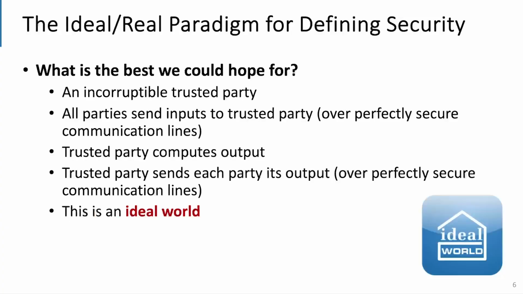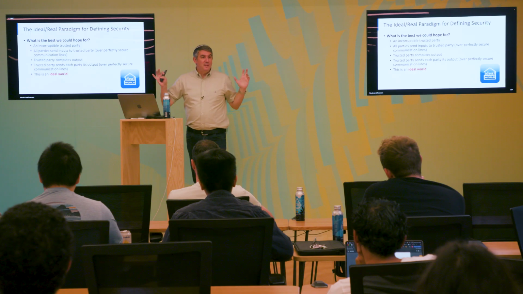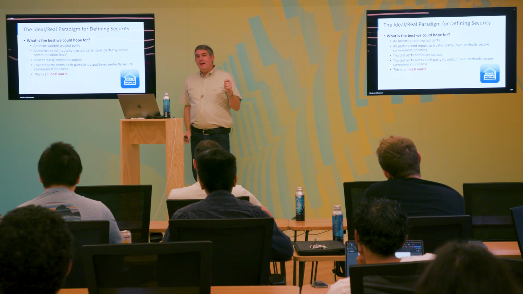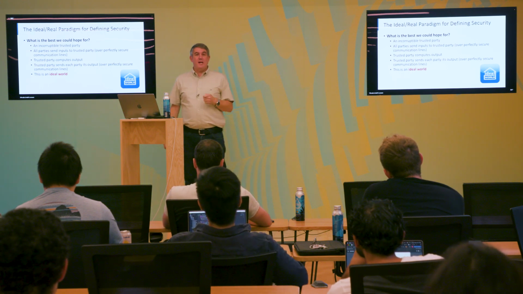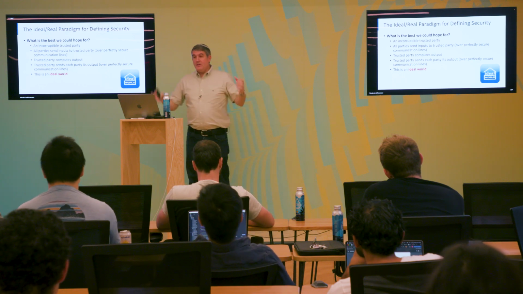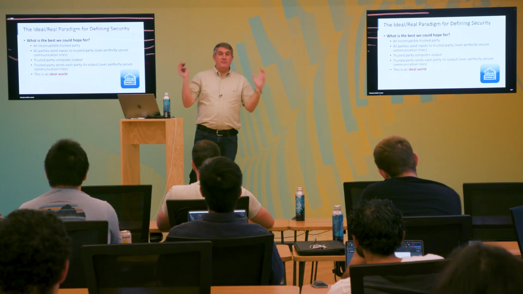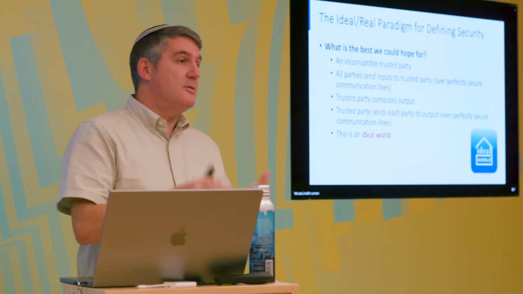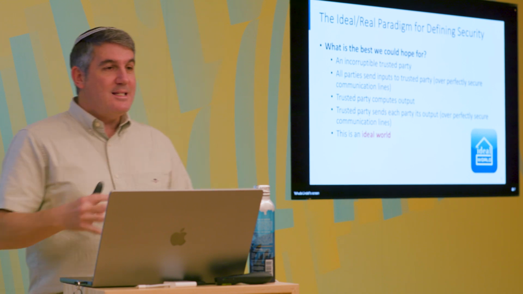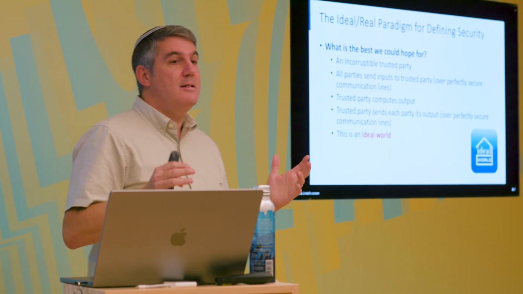Okay, so going a little bit more in detail, the idea of the ideal model is that this is the best you could possibly hope to achieve. So you have an incorruptible trusted party, which doesn't exist in the real world, but this is the ideal world. There are many things we can do in an ideal world. We can have world peace even in an ideal world. All the parties have ideal private and authenticated channels between themselves and this trusted party. So they send their inputs to the trusted party over these perfect channels so nobody can interrupt or eavesdrop. The trusted party computes the output correctly because they are trusted and incorruptible, and sends each party their output back, and that's the ideal world.